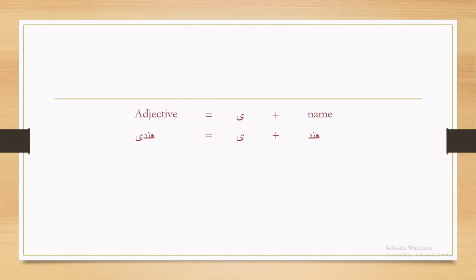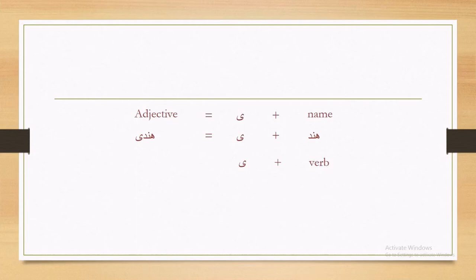Next type, when we add ye to a verb, the basic form of the verb, of course. When I say verb, I mean the basic form of the verb. In Persian language, just in case I should tell you, the basic form of all verbs has ne at the end. The last letter of the basic form of all verbs in Persian language is ne.